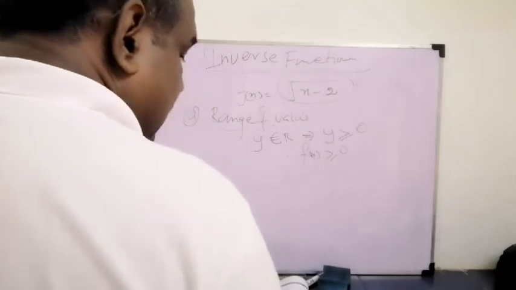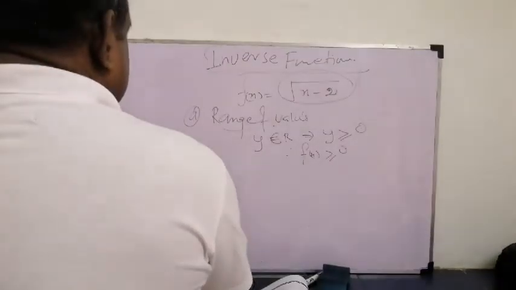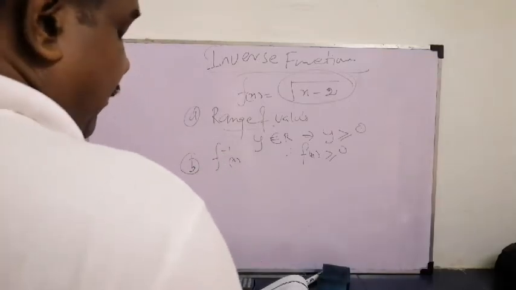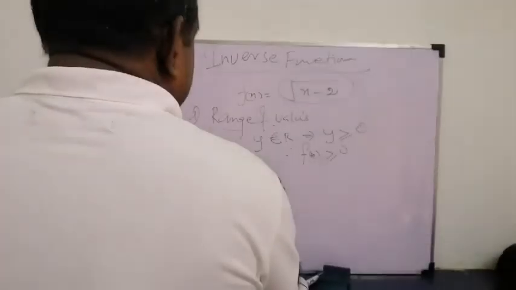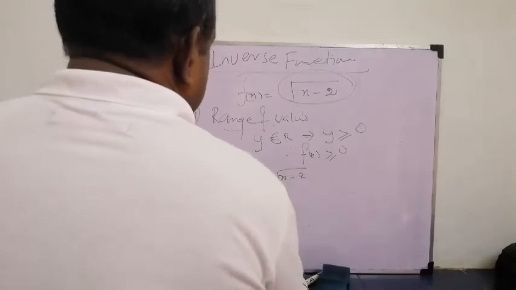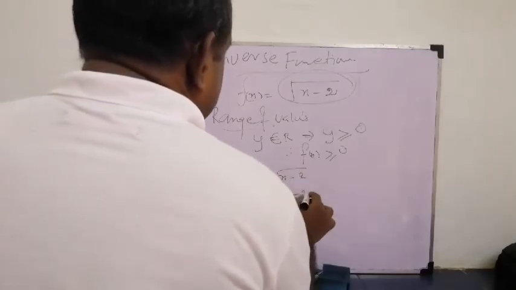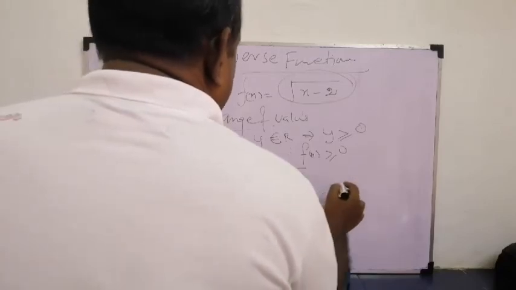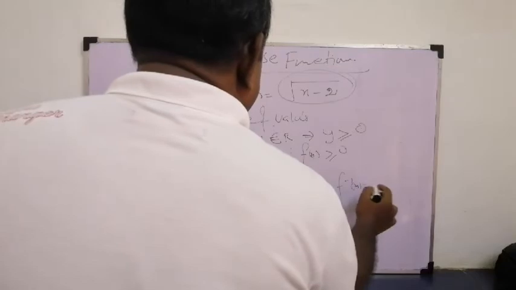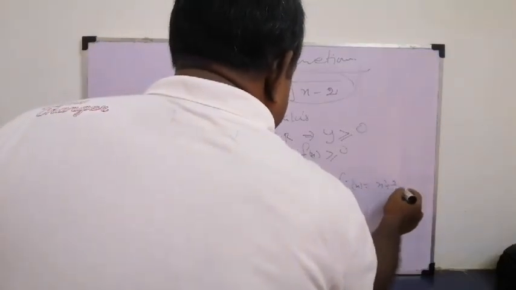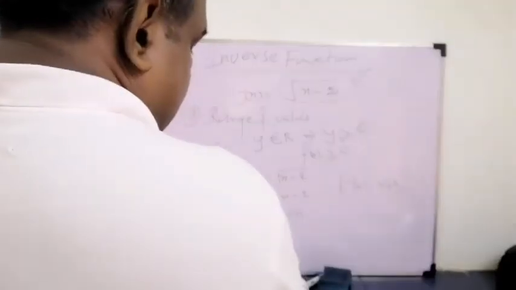Find the function f inverse. So in part B they are asking for f inverse of x. Let y equal the square root of x minus 2. So y squared is x minus 2, so y squared plus 2 is x. Therefore, the inverse of x is x squared plus 2.